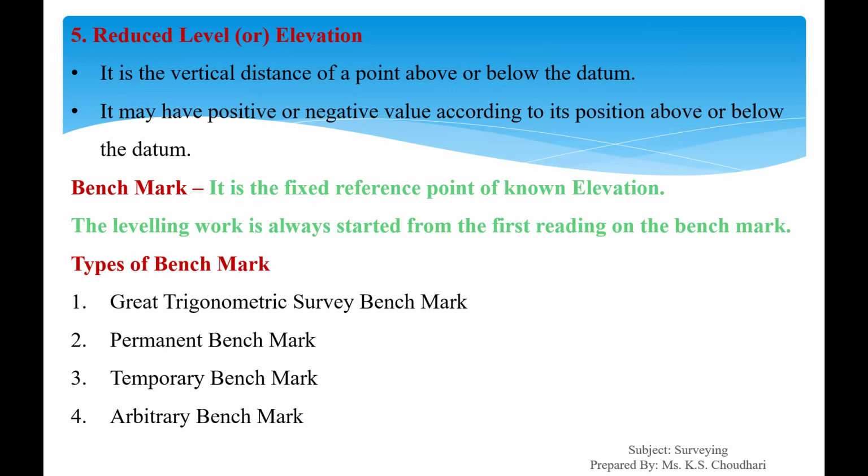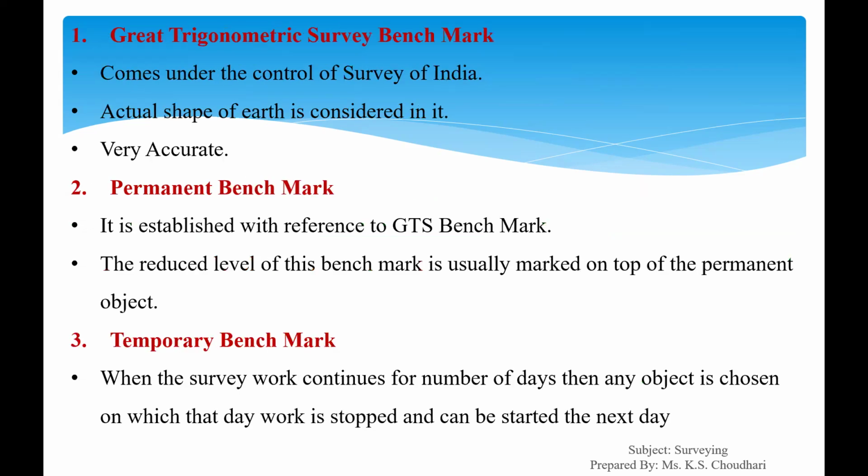Now, benchmark. It is the fixed reference point of known elevation. The leveling work is always started from the first reading on the benchmark. Now, what are the types of benchmark? Number one, Great Trigonometric Survey benchmark, permanent benchmark, temporary benchmark, and arbitrary benchmark. Now, we will understand the importance or the information of each and every benchmark.